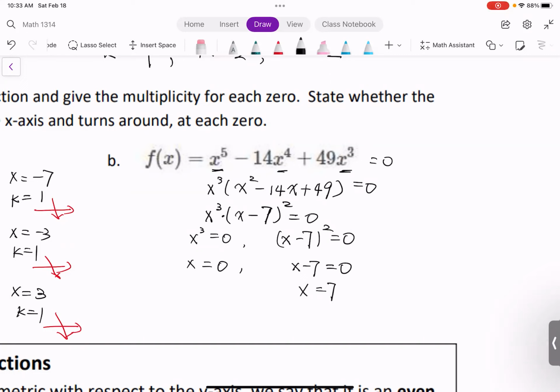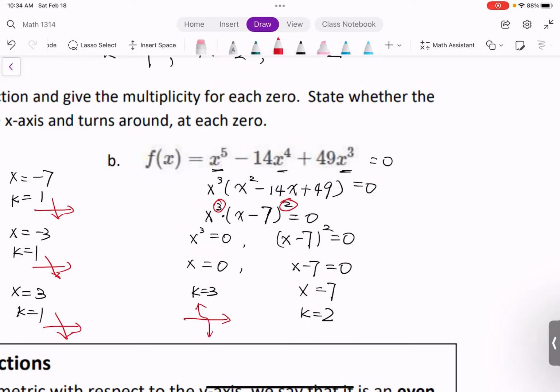For x equals 0, what is the multiplicity? It's 3, so the k is 3. And then the second one, k is 2. If the k is 3, it's an odd number. That means the graph goes across it, but it curves in and curves outside. So we're having this.